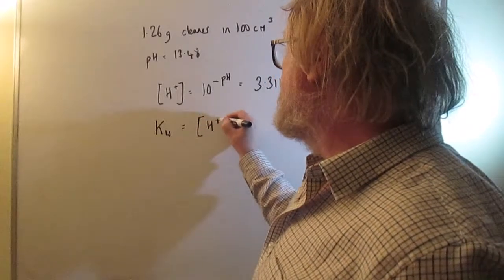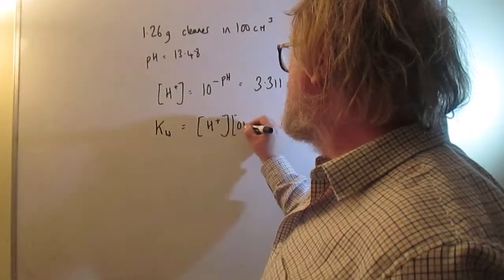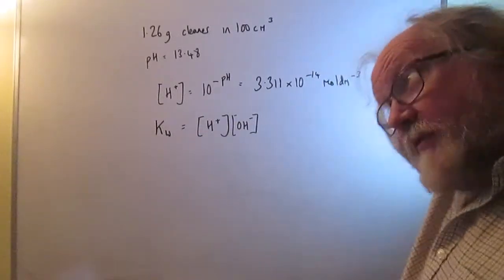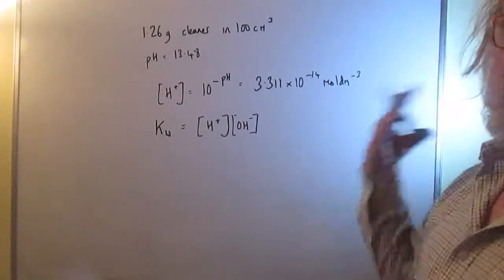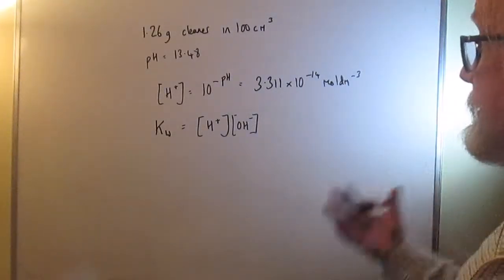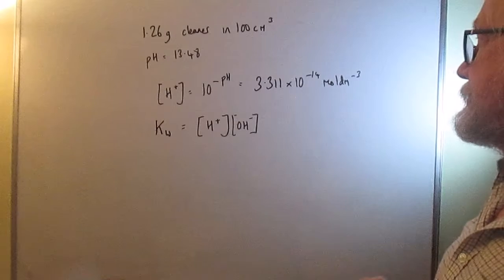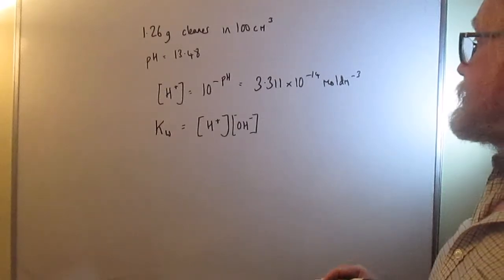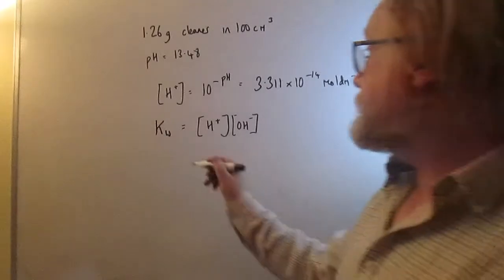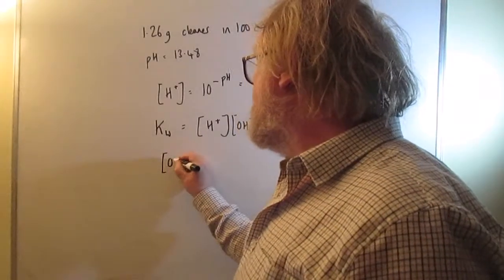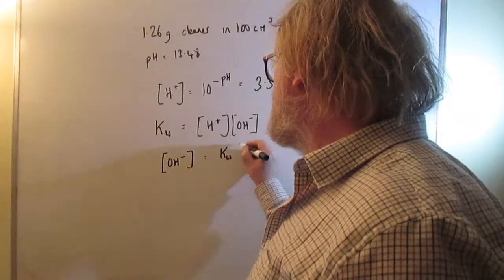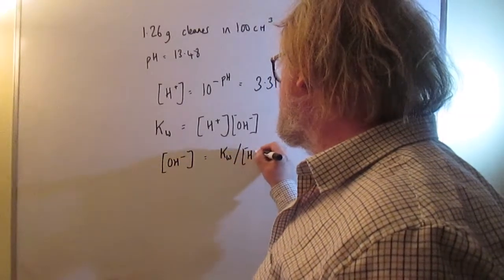So you have to learn what Kw is, the ionic product of water. You have to think of using it whenever you have a calculation involving alkali, or indeed if it was about the pH of water, then Kw is the key. What you need to do is rearrange it to solve for the one you don't know, which in this case is OH minus. So we get OH minus is equal to Kw divided by H plus.